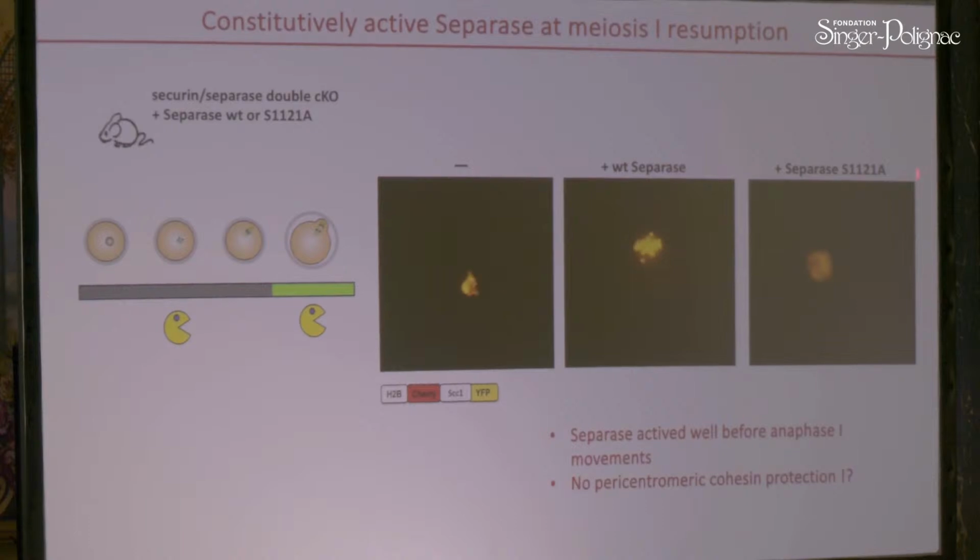Now, if we introduce the separase mutant, so now we have separase that's not inhibited either by cyclin B1 nor by securin, you see that things go really bad really quickly. Immediately after resumption of meiosis, we see this change of color, and chromosomes are all over the place. We don't even see a correct anaphase. And it looks like much more than just chromosomes have been separated, which brought us to the question of whether pericentromere cohesion hasn't been protected at that moment.